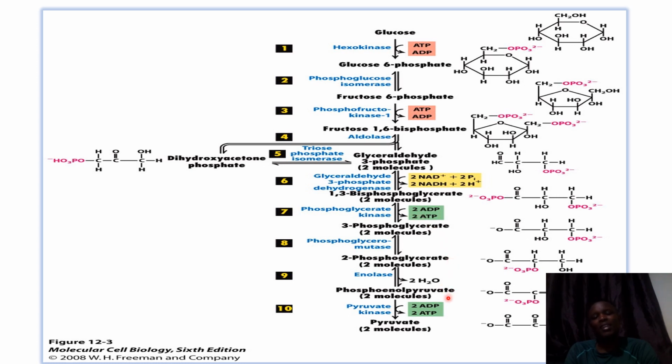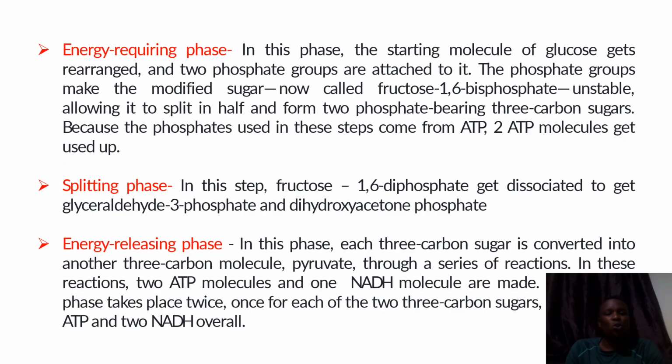And here in the last one, phosphoenolpyruvate is converted into pyruvate in the presence of ADP to give us an ATP molecule, which is the energy currency we are talking about. So, like we have talked about from the chart, we have the energy requiring phase, the molecule splitting phase, and the energy releasing phase.